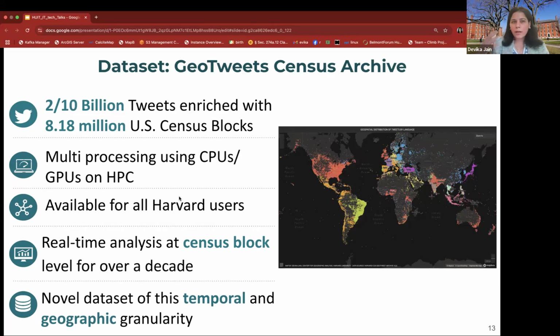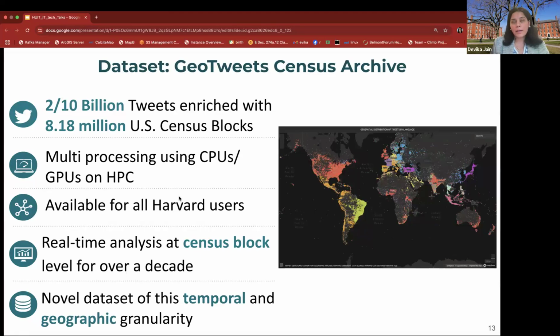So it helps you to bring a lot of CDC and other socioeconomic variables and health variables into the picture with spatial data. That was one of our key motivations to go and enrich this. And this enrichment was very intense because we were enriching about 2 billion tweets with around 8 million census blocks. So it's a lot of spatial interaction, special processing that is happening in this enrichment.